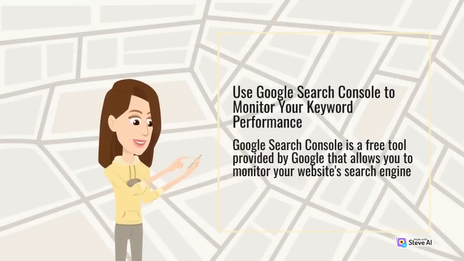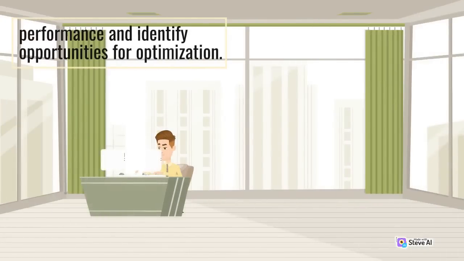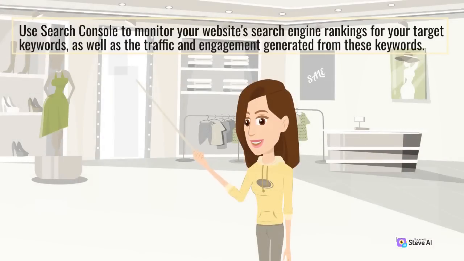Use Google Search Console to monitor your keyword performance. Google Search Console is a free tool provided by Google that allows you to monitor your website's search engine performance and identify opportunities for optimization. Use Search Console to monitor your website's search engine rankings for your target keywords, as well as the traffic and engagement generated from these keywords.